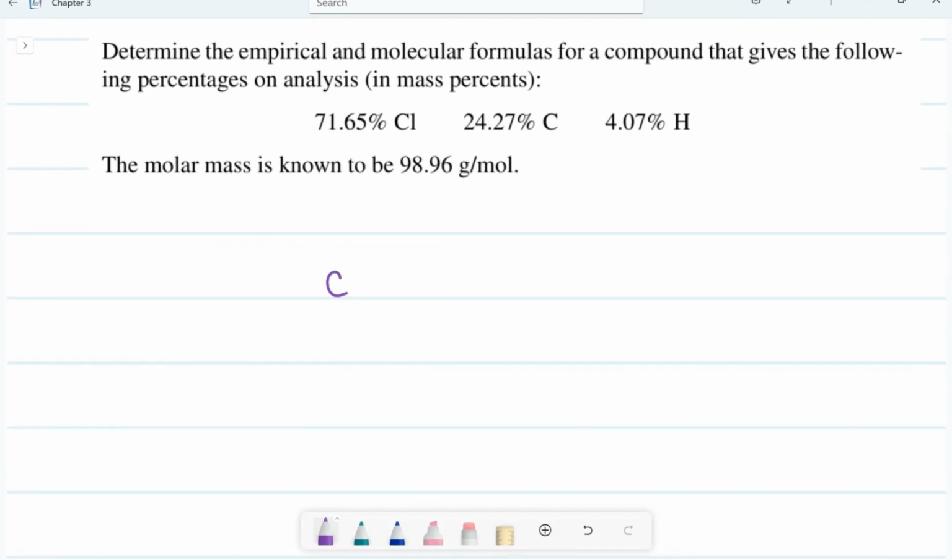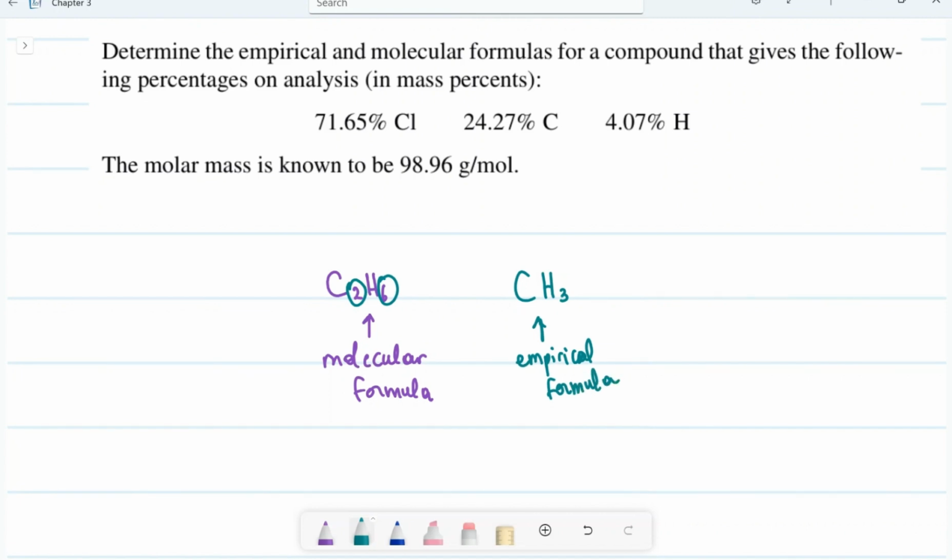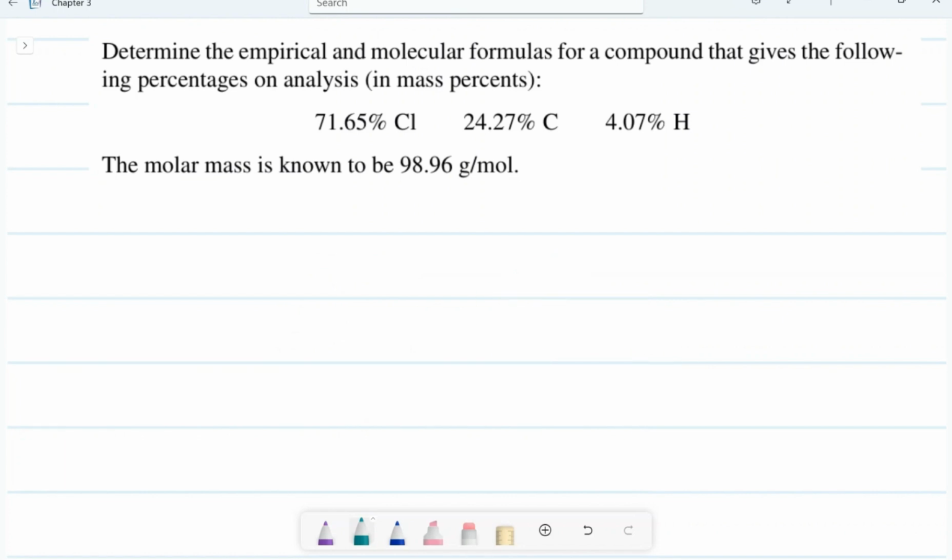Let's say we have C2H6. This would be, let's say this is how the compound naturally exists. This would be the molecular formula. And you see these subscripts right here. The empirical formula would be if we divide both of these by 2, so CH3. This would be the empirical formula. Again, right here, I just gave a random example. Not because it's true, just to demonstrate what an empirical and molecular formula is.